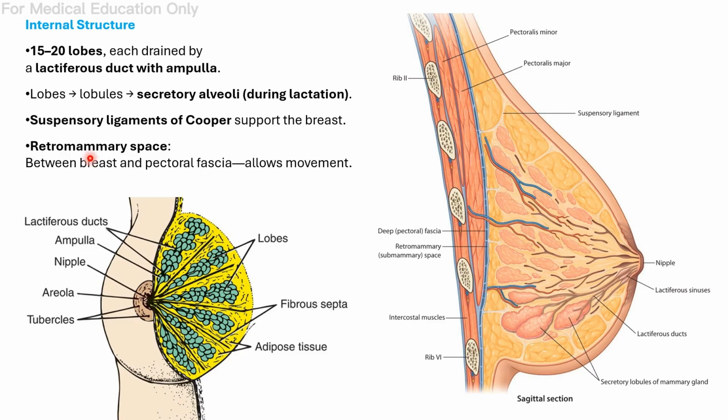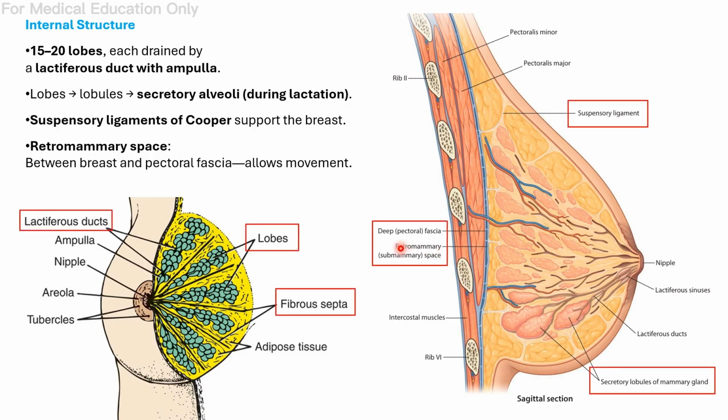And also you can see a special space called the retromammary space. This is the retromammary space between the breast and the pectoral fascia. The pectoral fascia is the deep fascia over the pectoralis major muscle, and this retromammary space allows free movement of the breast over the pectoralis major muscle.